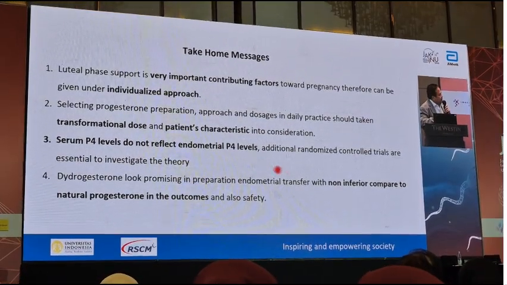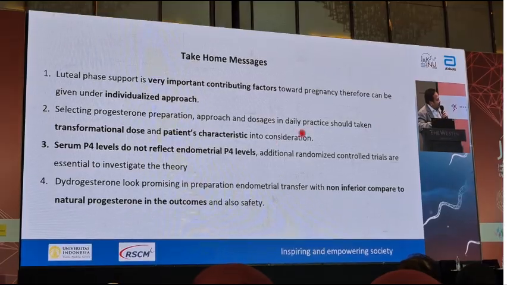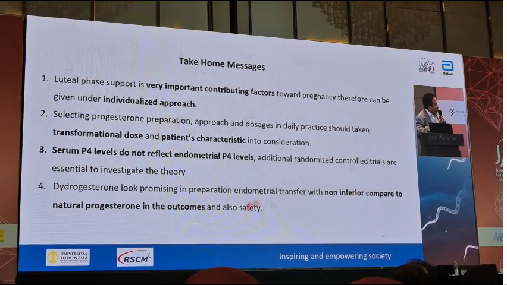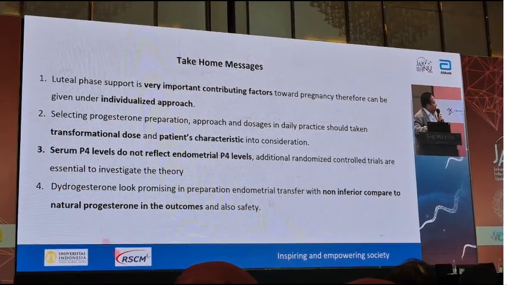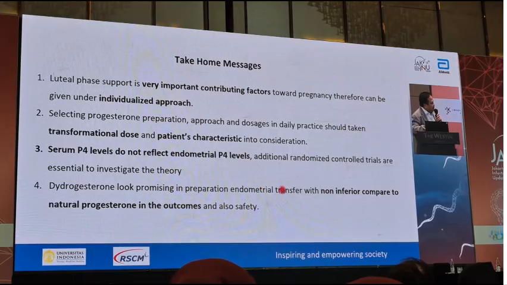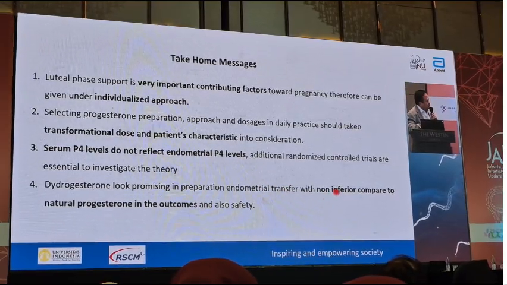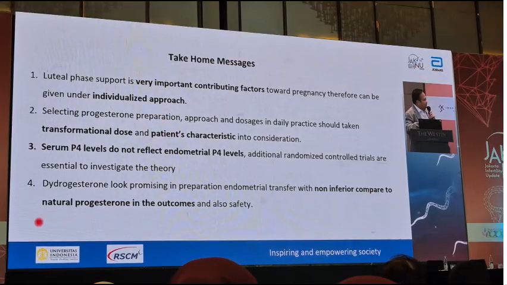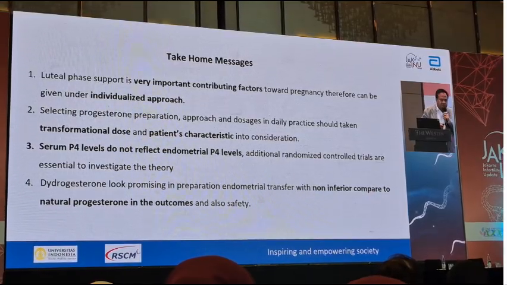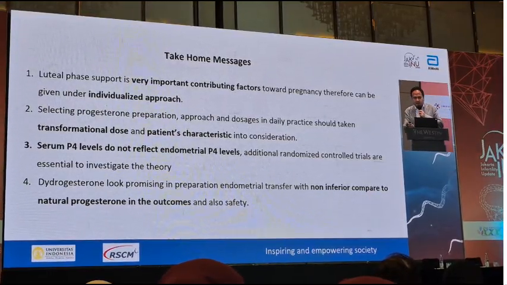So that's why this is still debatable and still very interesting to be discussed further. Dydrogesterone looks promising in endometrial preparation for embryo transfer, with non-inferiority compared to natural progesterone or micronized progesterone in terms of IVF outcomes and newborn safety.